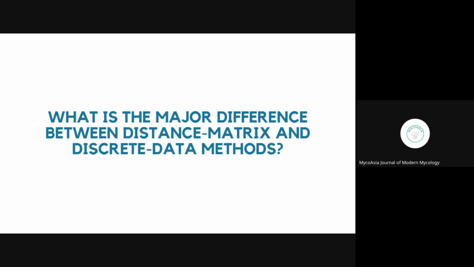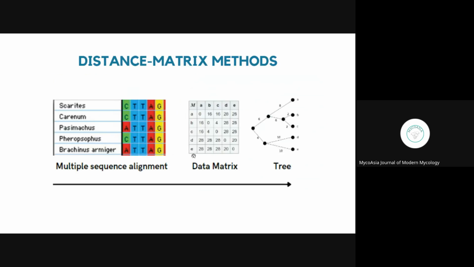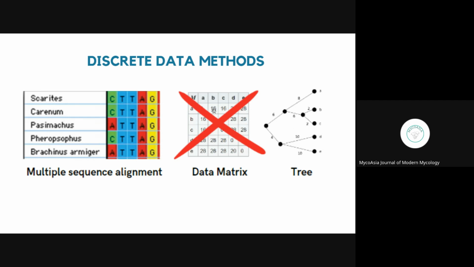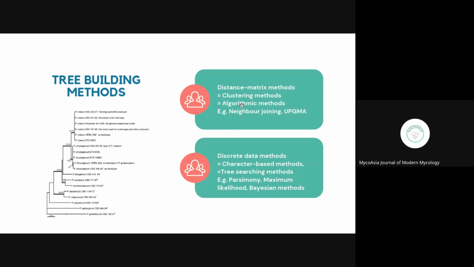As I was saying, there are two major tree building methods. The first one is the distance matrix method, where the data matrix part is included. Then you have the discrete data method, where the data matrix component is not there. Examples of distance matrix methods include neighbor joining and UPGMA. Parsimony, maximum likelihood and Bayesian methods come under discrete data methods, which are also known as character-based methods.